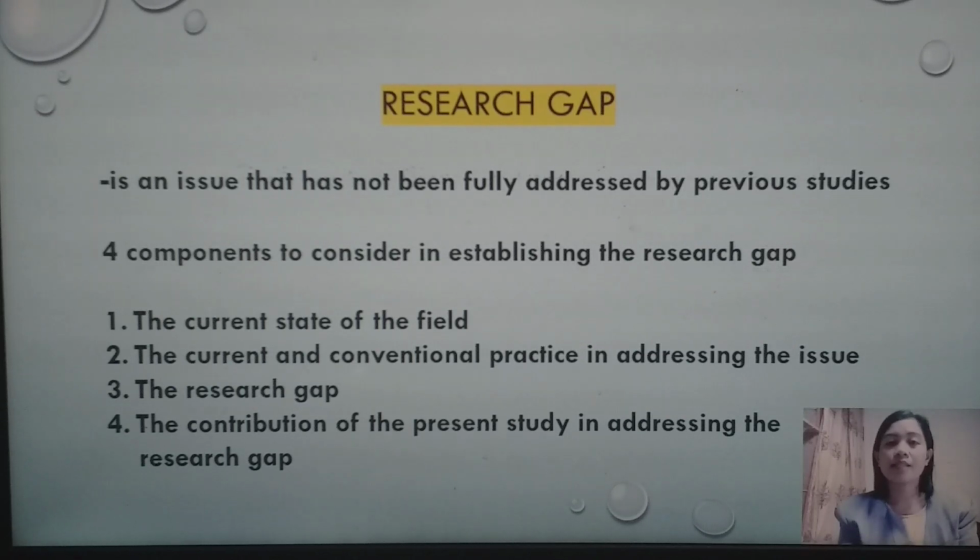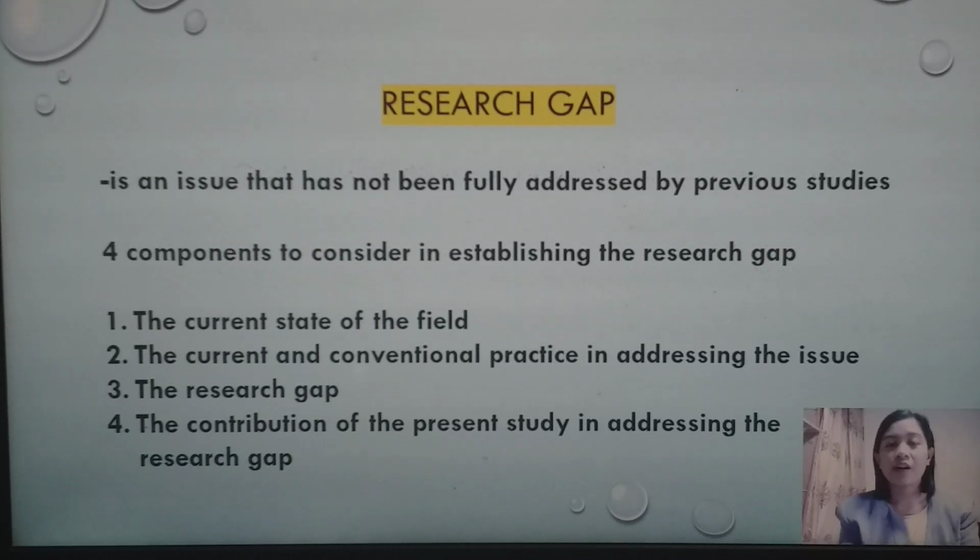First, the current state of the field. This is where you state the present situation about the issue that you have in your study. Number two, the current and conventional practice in addressing the issue. You tell here the interventions or solutions done to address the problem or issue about the topic.